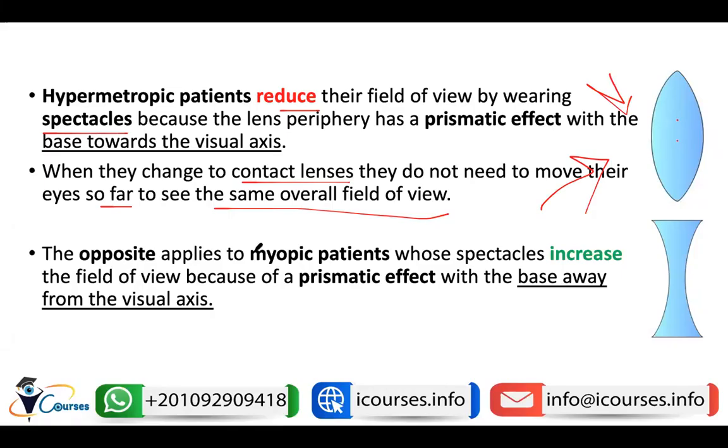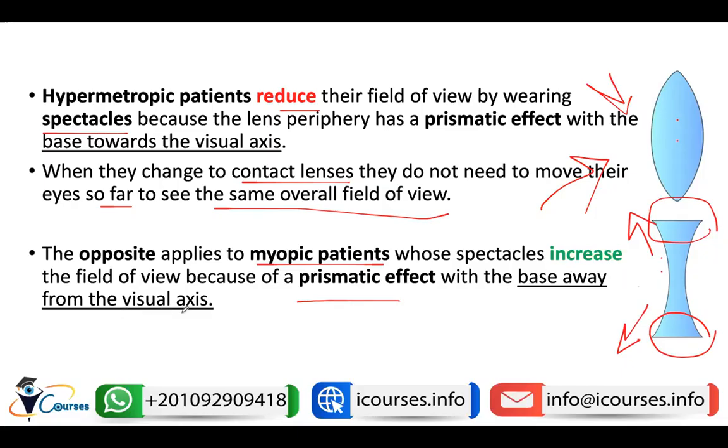On the other hand, the opposite occurs for myopic patients. These myopic patients who are wearing spectacles have a prismatic effect of the lens periphery, which acts as apex to apex. So the light rays will deviate more toward the base, leading to expansion of the visual field. They have an increased visual field because of the prismatic effect, as the base is away from the visual axis.